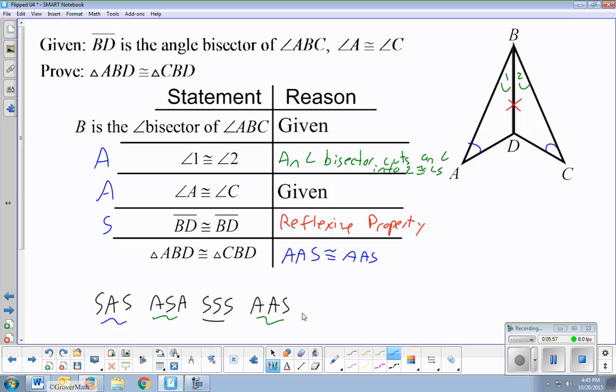And what if the angle's not between the sides? What about side, side, angle? Or backwards, it would spell a bad word. And what I'm going to try to show you here is that this actually doesn't work. It doesn't work not just because backwards it spells a bad word, but because it doesn't work.